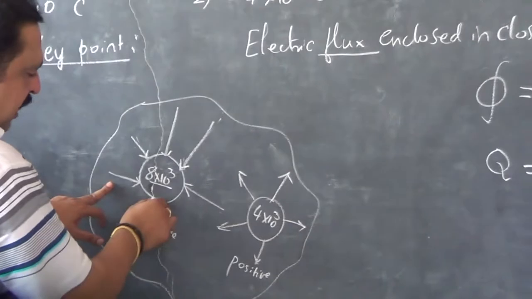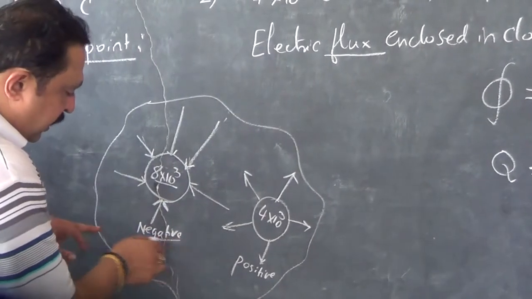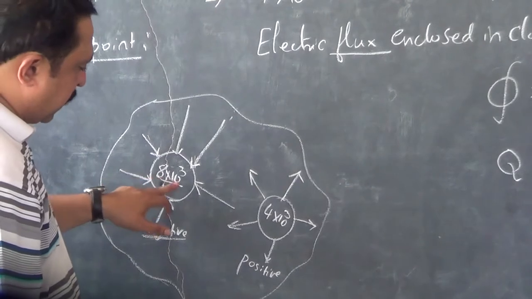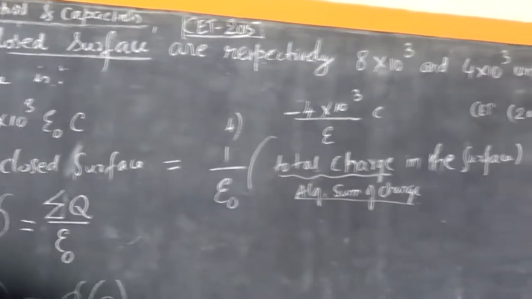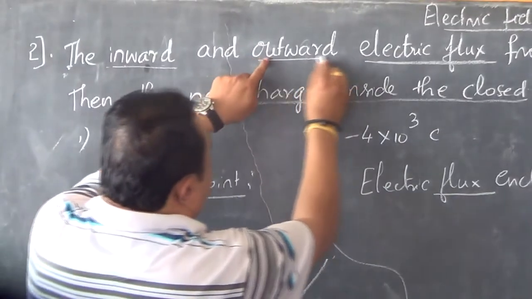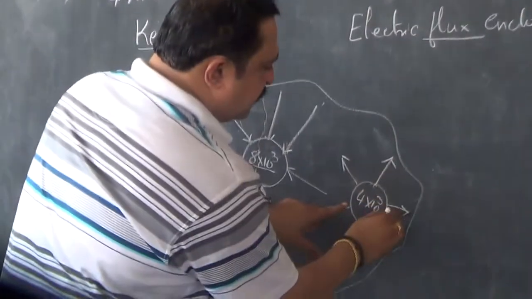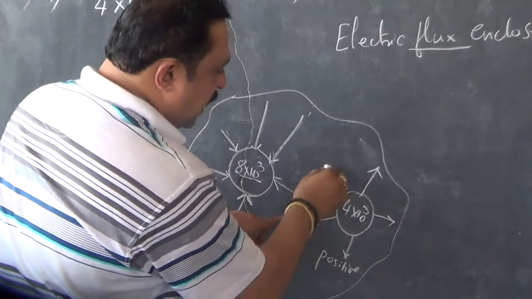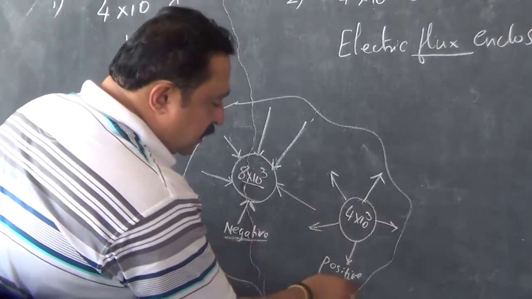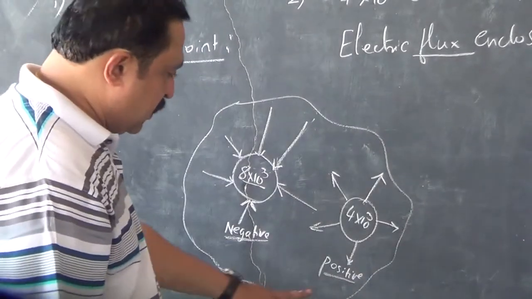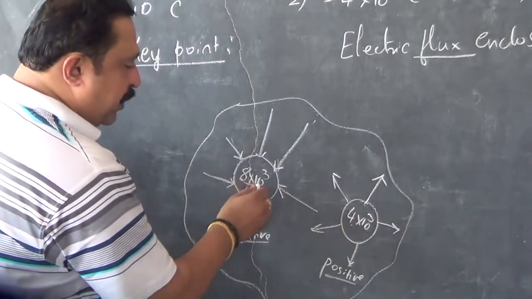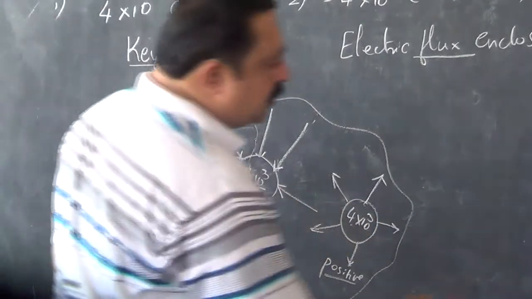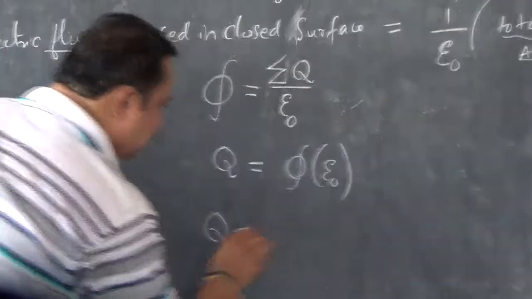This is the inward charge, and if the electric field lines are inward, you know that it is a negative charge. So 8 into 10 to the power 3 takes negative sign, and the other charge enclosed in this Gaussian surface is 4 into 10 to the power 3 units, and it is an outward charge. The electric field lines extend outwards from the charge, and if the electric field lines are outwards, then you know that the charge is positive. So 4 into 10 to the power 3 gets positive sign, and 8 into 10 to the power 3 gets negative sign.